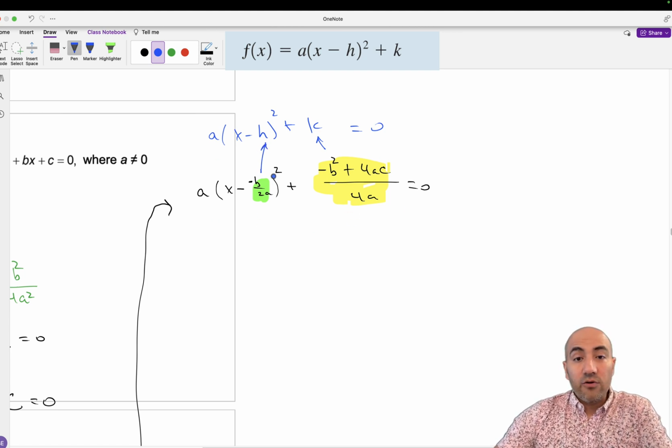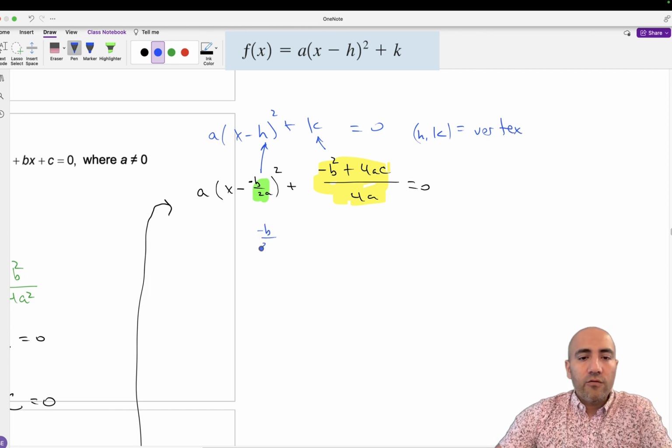So again, from the vertex form, I know that h comma k is the vertex. So from here, I can tell that negative b over 2a comma this crazy thing, minus b squared plus 4ac divided by 4a, that this is our vertex. That'll become useful later on.